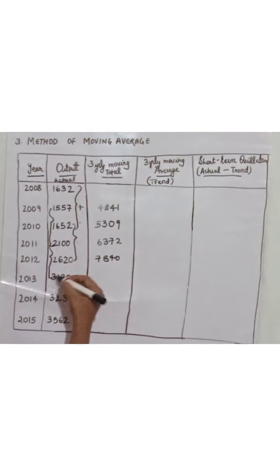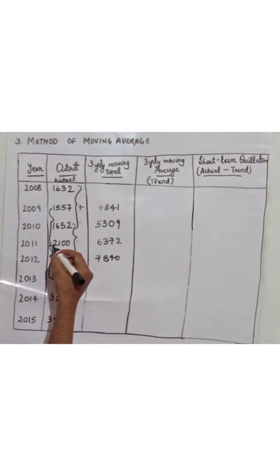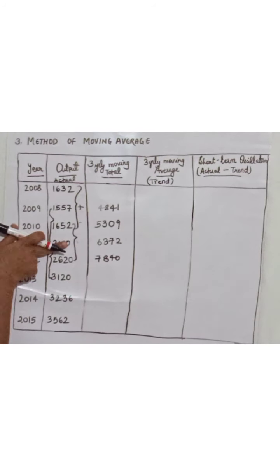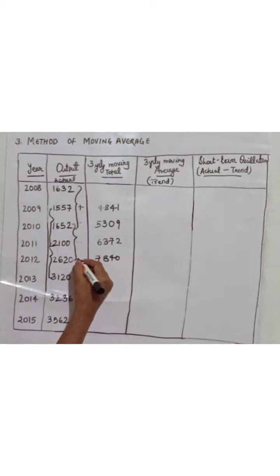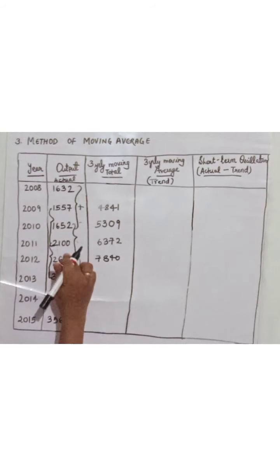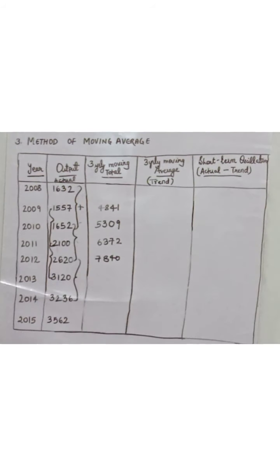Okay, this is my reference group, the previous group. From there, eliminate the first one, 210 will be eliminated. What is left from here? So first element, second element, third element. The addition of all these three, 2620 plus 3120 plus 3236. The addition of all these three I will write down in the corresponding column of this middle one.